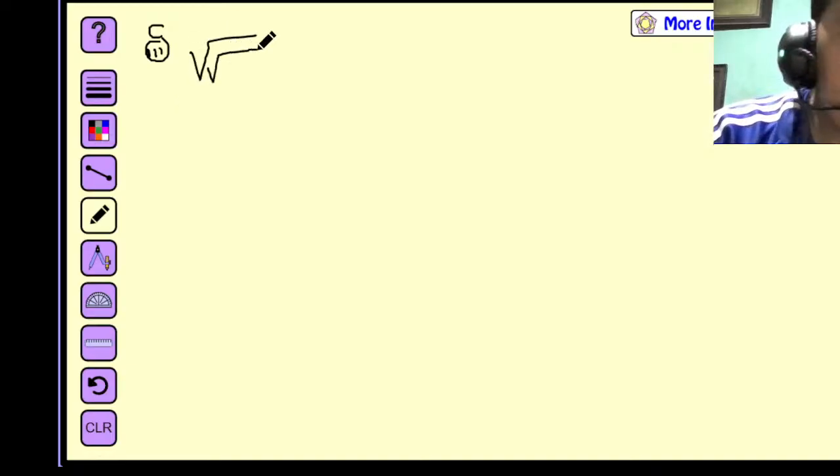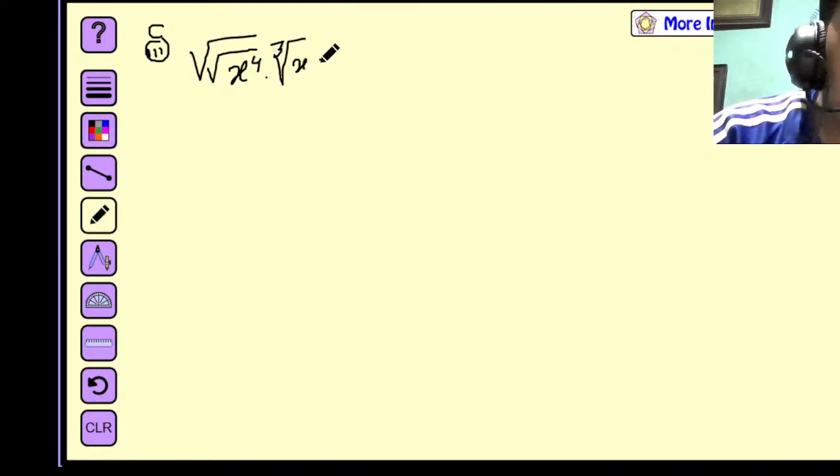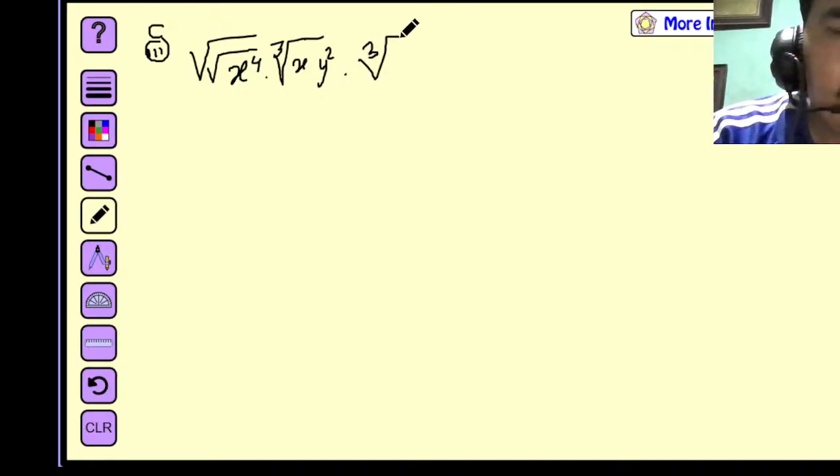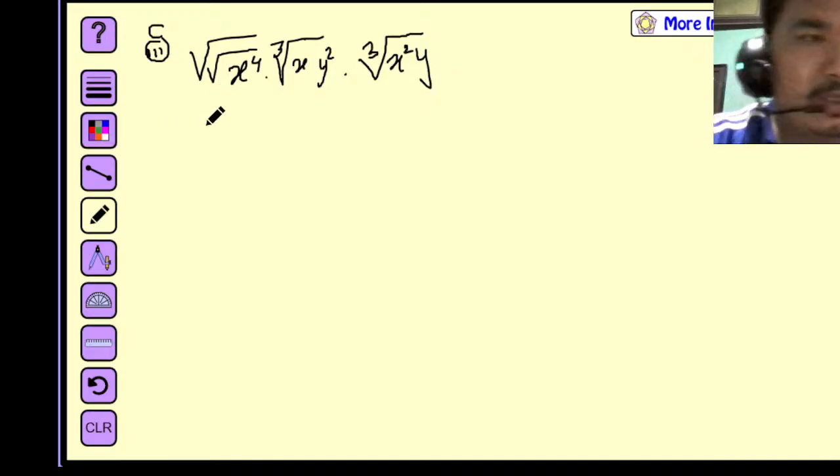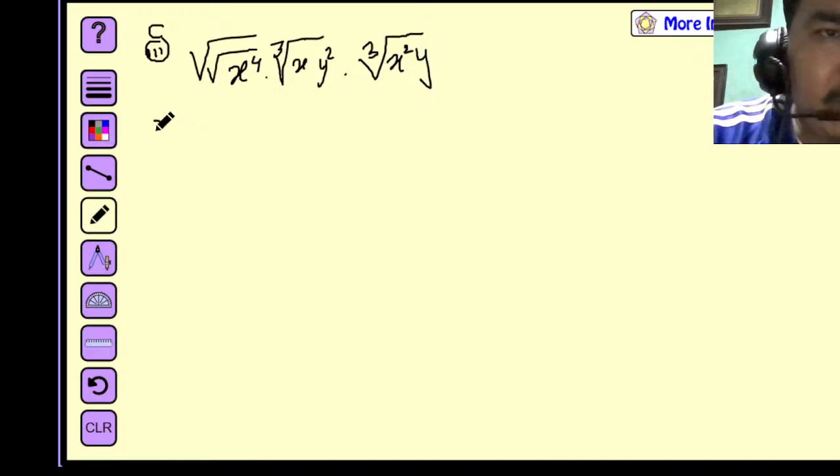Double square root was there, and inside this there was x to the power 4, and in there is a cubic root, and inside this cubic root there was x y square. Here we can write the cubic root of x square y, right here x square y.